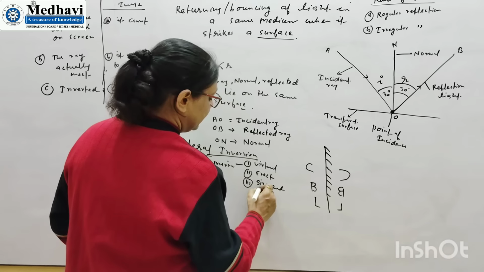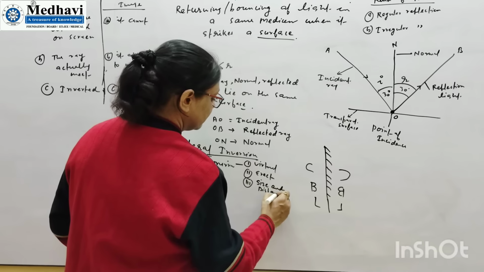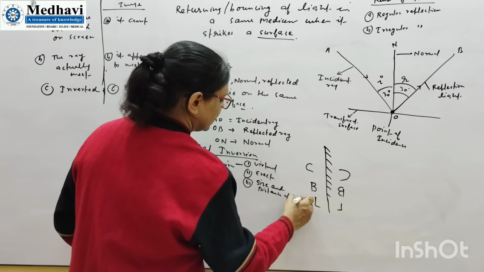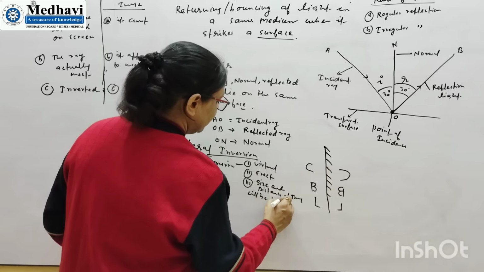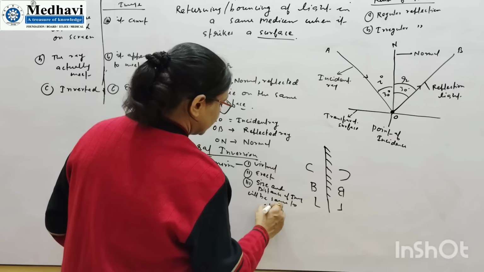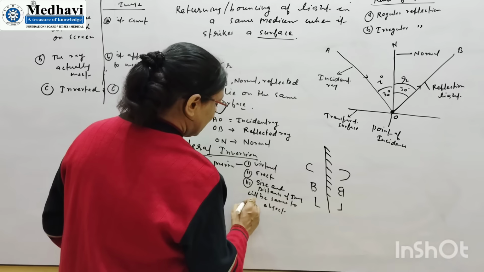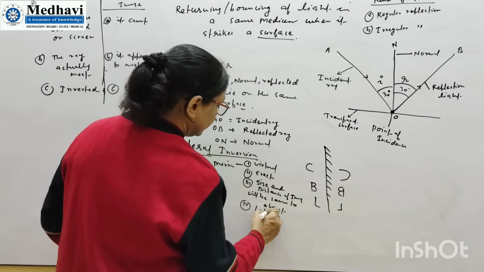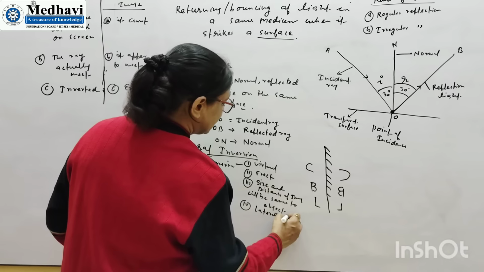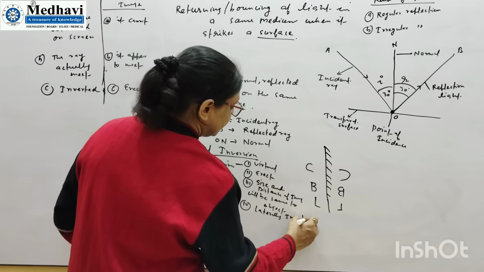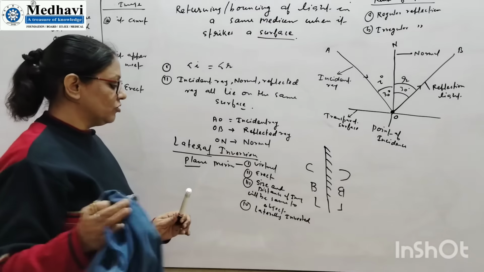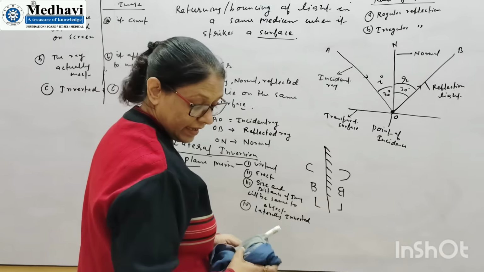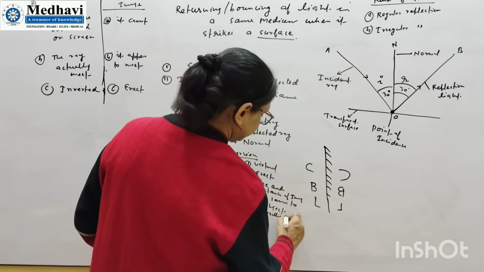Size and distance of the image will be the same as the object. And the last is laterally inverted. Here we get lateral inversion. Lateral inversion is going to be visible here.